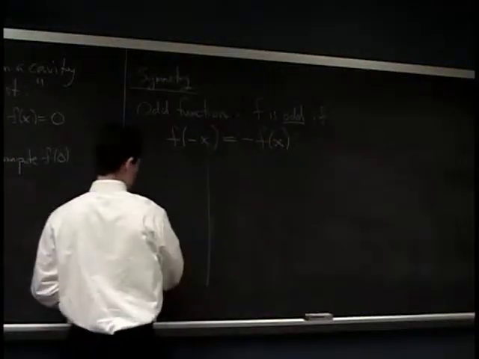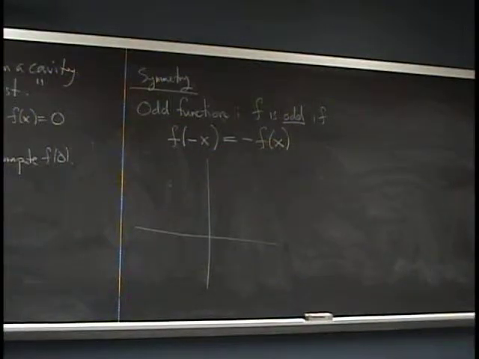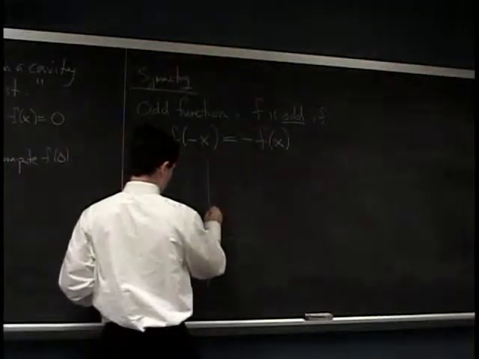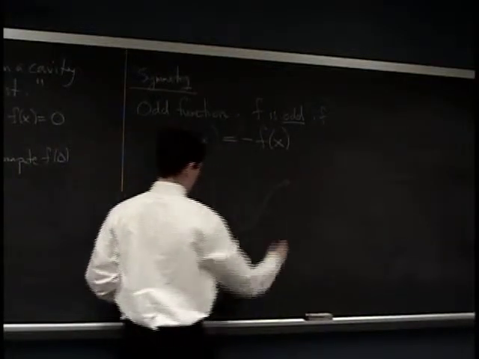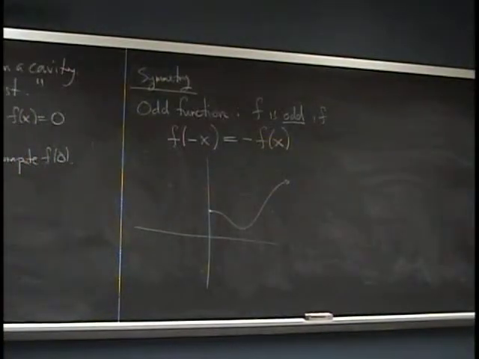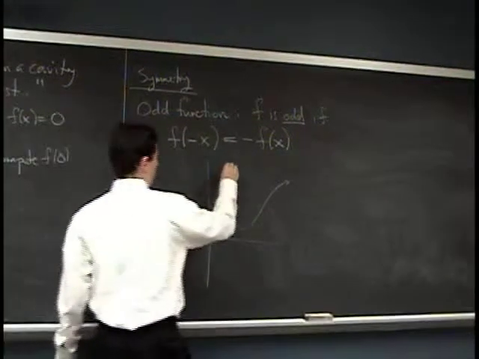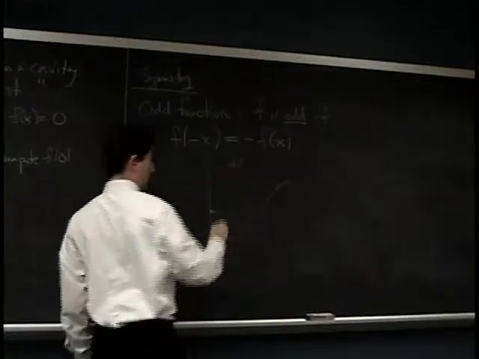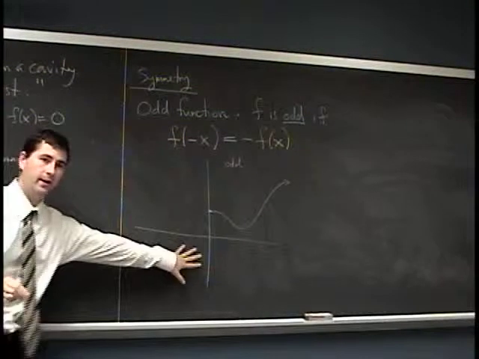Now, before we see an example of an actual odd function, let's say I know that I have a function whose graph looks like that, at least from 0 to infinity. And let's say I also know that it's an odd function. Well, how can I graph what happens over here?